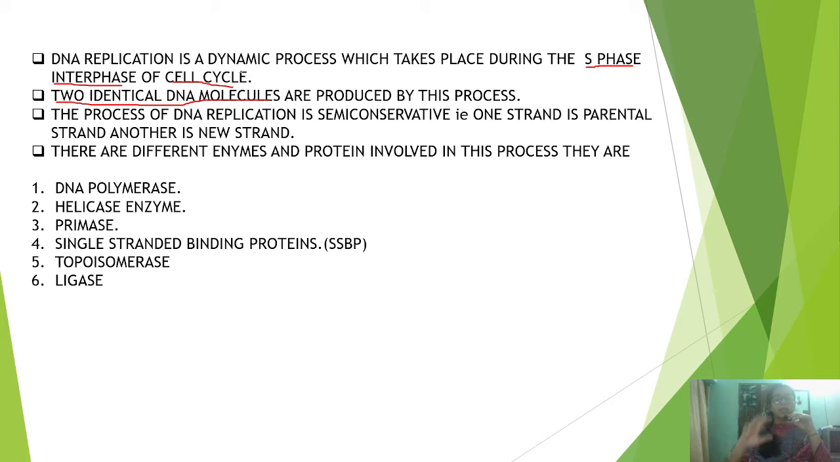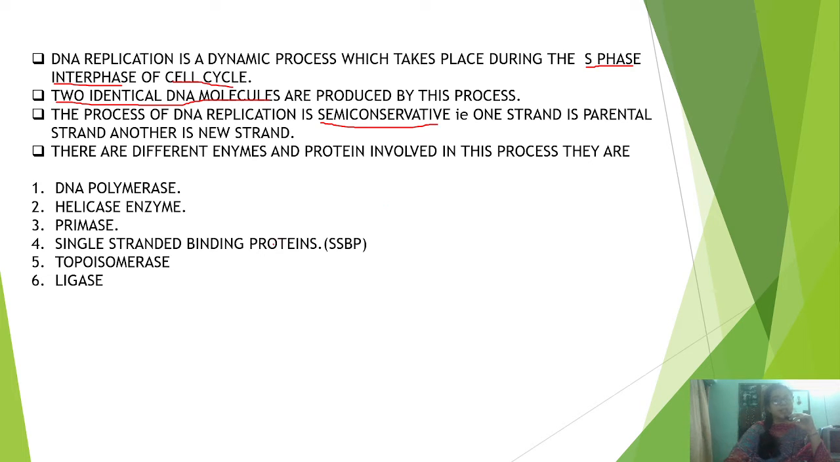And DNA replication is semi-conservative. What is semi? Semi means half, conservative means to conserve. That is, it conserves one strand of the parental strand and the other is formed as a new strand. That's why this process is known as the semi-conservative process. And how did we come to know? An experiment was conducted, and by that we came to know that DNA replication is a semi-conservative process.